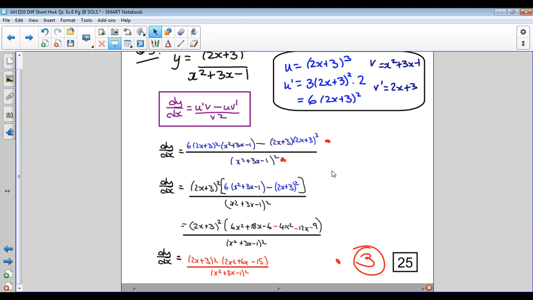So the whole lot's out of 25. That one, you've got 1 for the top, 1 for the bottom, and 1 for collecting together. I'm guessing it's the collecting together you're going to find the trickiest.